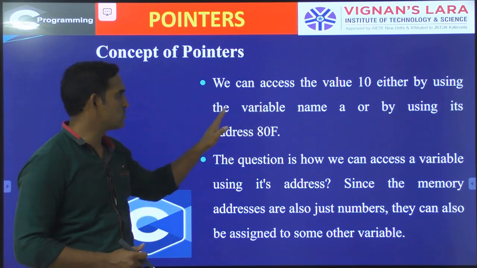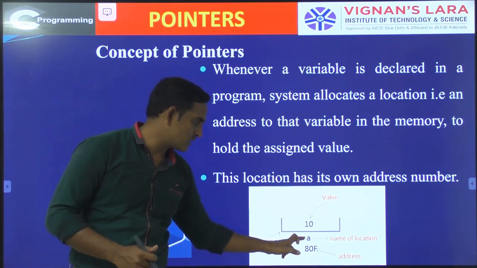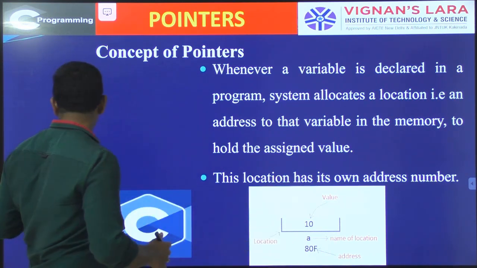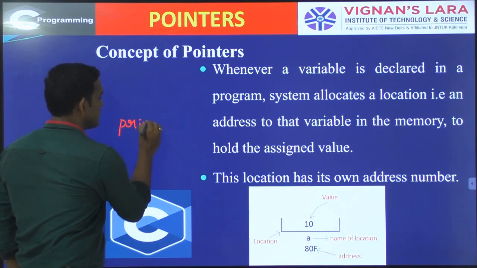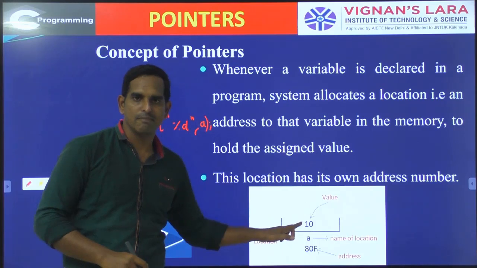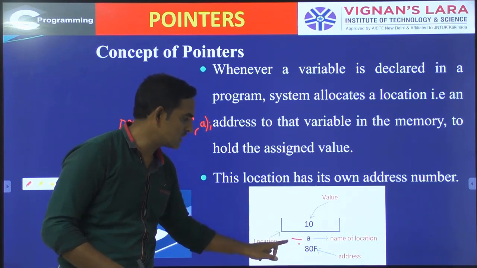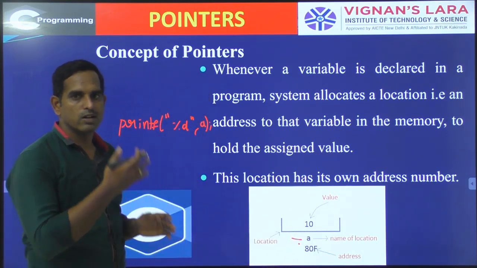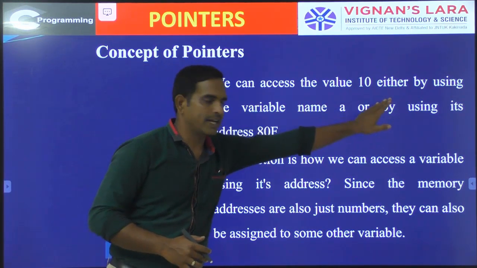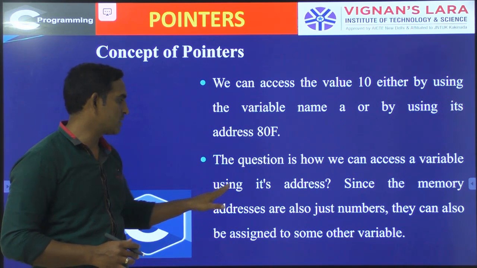We can access the value 10 by using the variable name a. So far you have been using only the name a. If I want to print the value, I use printf("%d", a). This is how you print the variable's value, that is 10. You can also use the address of the variable to access the value. So you can access the value 10 either by using the variable name a or by using its memory address 80F. So the question is how you can access a variable using its address.